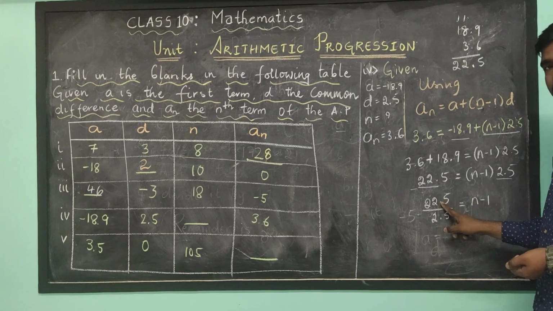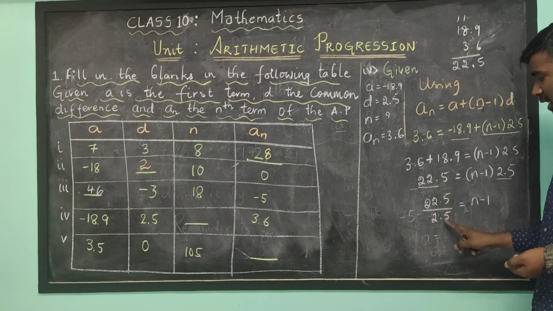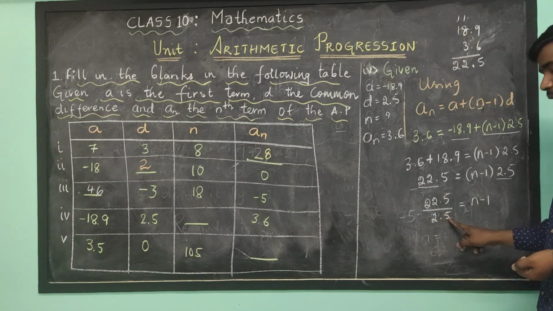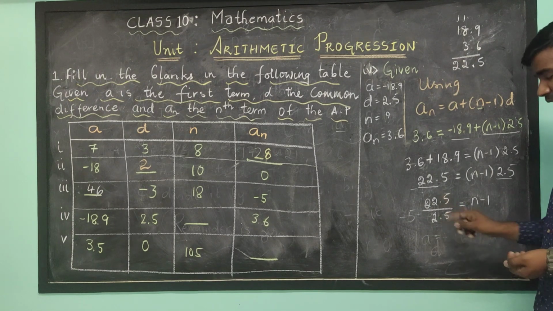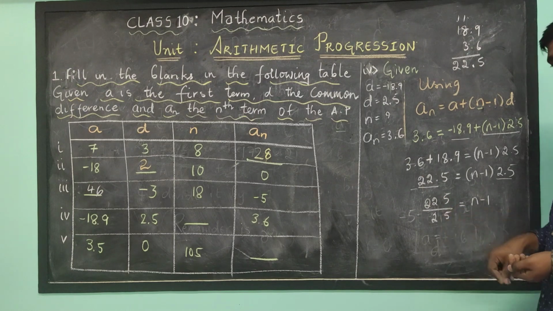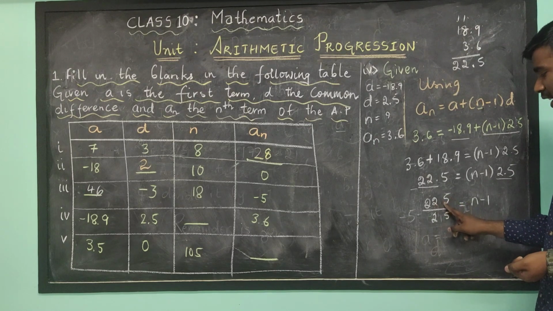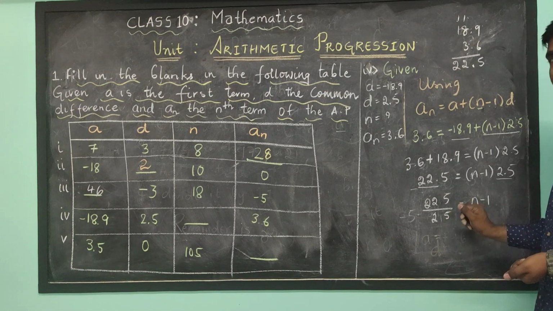Since after the point a number is there, here after the point what you have? A number is there. I'll cancel out the point. It is nothing but multiplying with 10. 22.5 into 10 is 225. The same way 2.5 into 10 is 25.